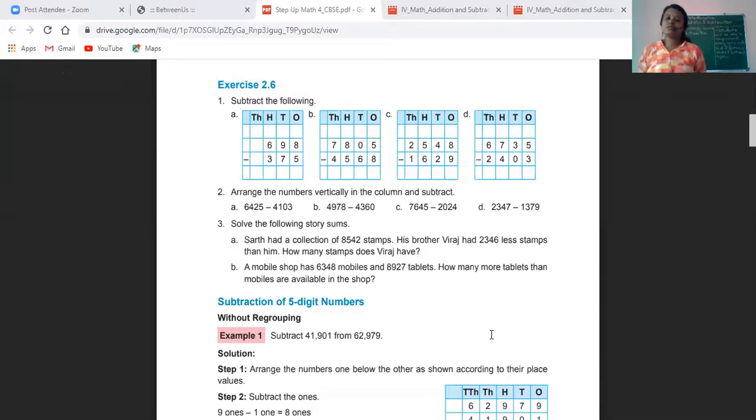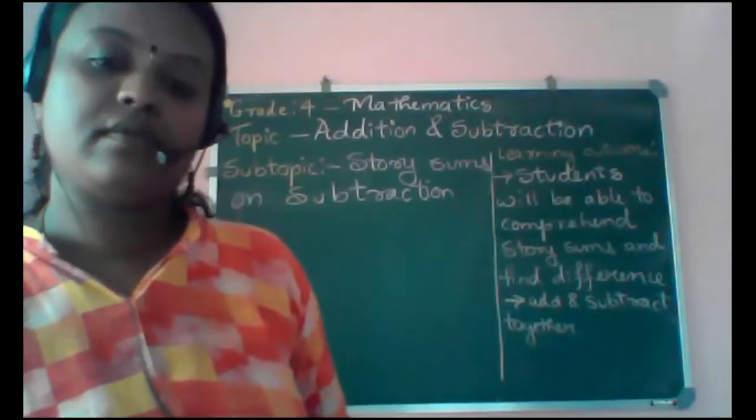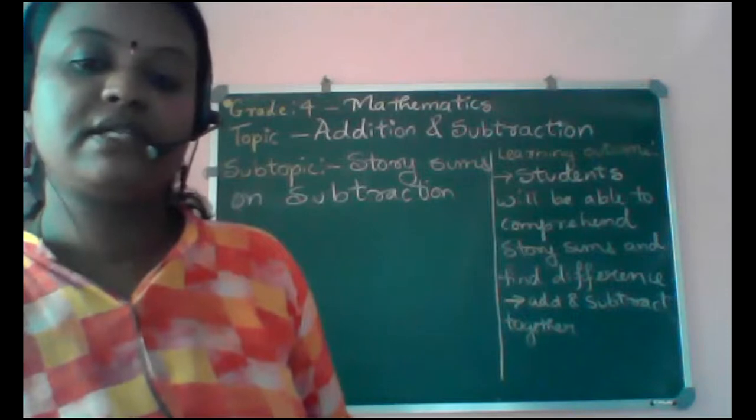So the question is very simple as we consider two people, that is, Sarth. The number of stamps given is 8,542. Whereas with his brother, there is a decrease in stamps as compared to Sarth, that is 2,346. So let us find how many stamps Viraj has. So first, let us note down the statements for this example.